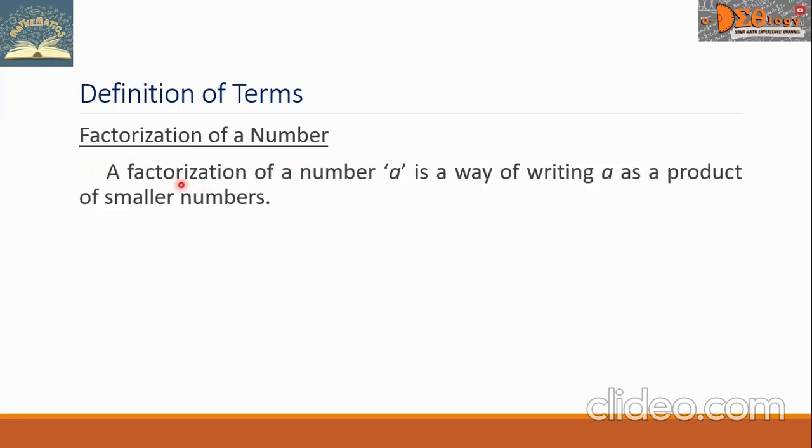Now we go to factorization of a number. A factorization of a number A is a way of writing A as a product of smaller numbers. Example, 5 times 6 times 8 is a factorization of 240.